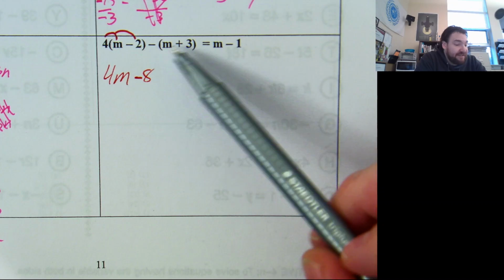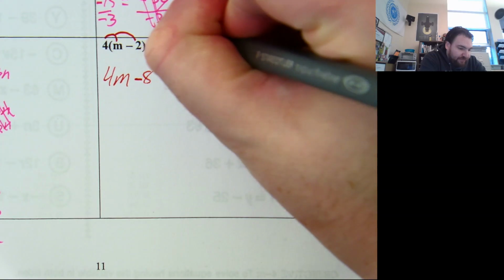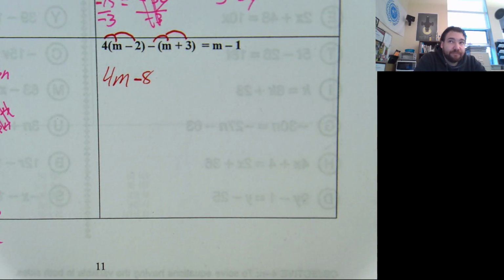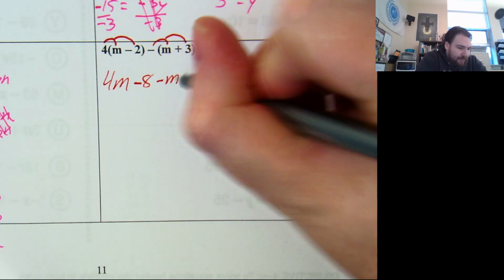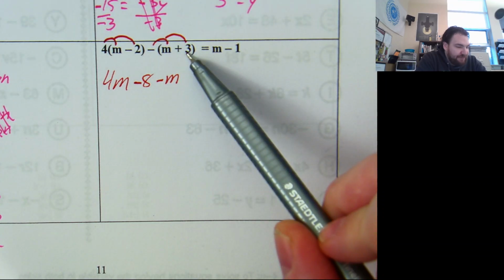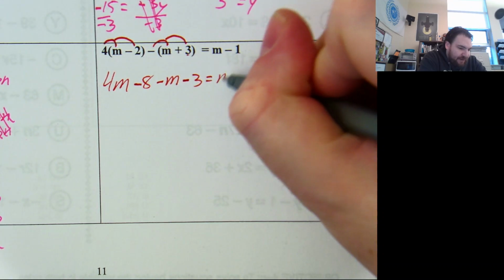And now we have a second set of brackets with a minus sign out front. So I'm going to bring that minus sign onto each one. We're going to distribute that in. Negative times m is just going to be -m. And then negative times +3 is going to become -3. And that's going to equal m minus 1.